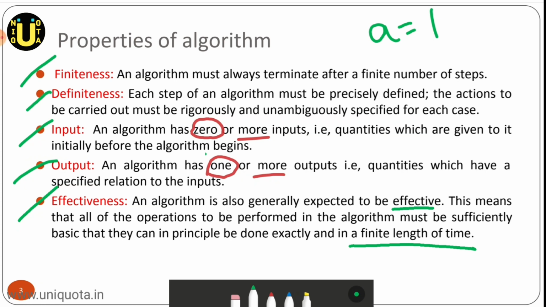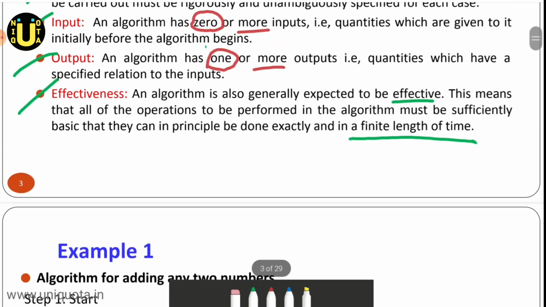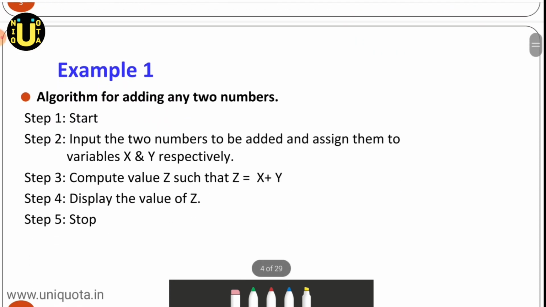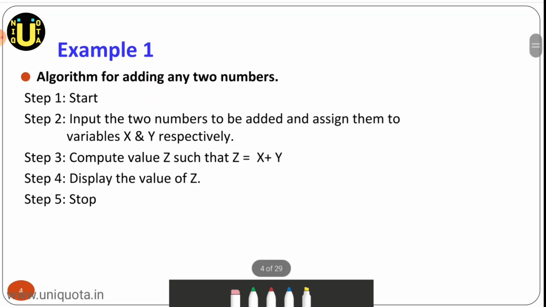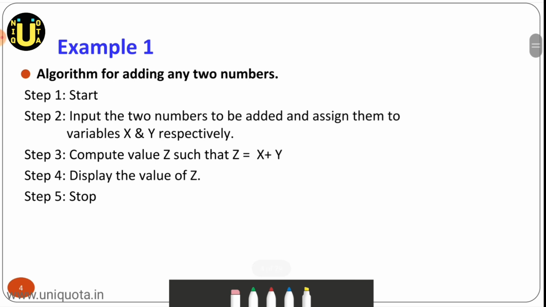So I hope properties of algorithm is clear. Just take a screenshot if you need. So moving on to the next slide. Here we'll be looking at examples of algorithm. I just explained what an algorithm is and the properties of algorithm. Here you'll get to know how it is framed.